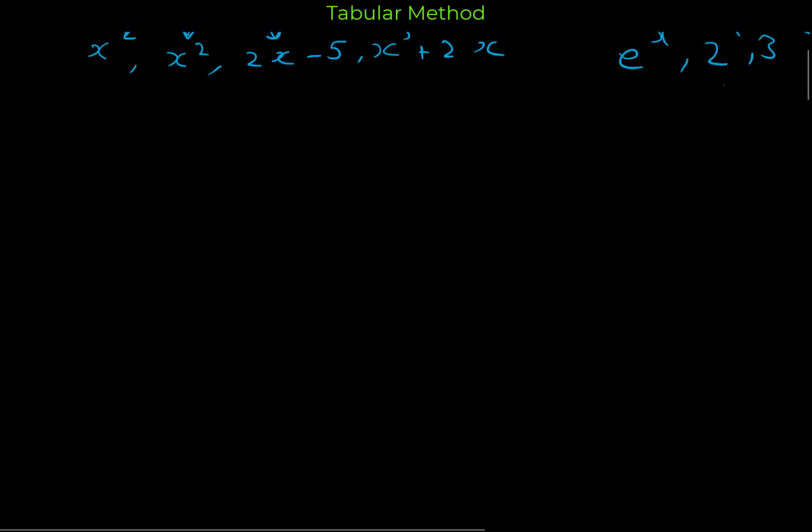Let me show you an example that can help you to learn this method. Let's say we want to find the integral of x to the 2 times e to the x dx. X to the 2 is a polynomial, e to the x is exponential, so we can use the tabular method for finding this integral.